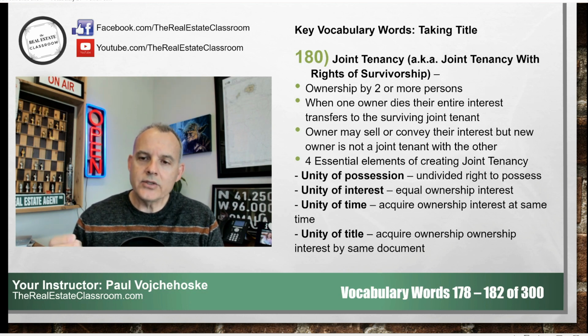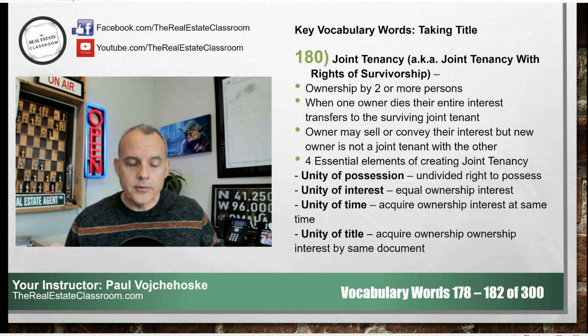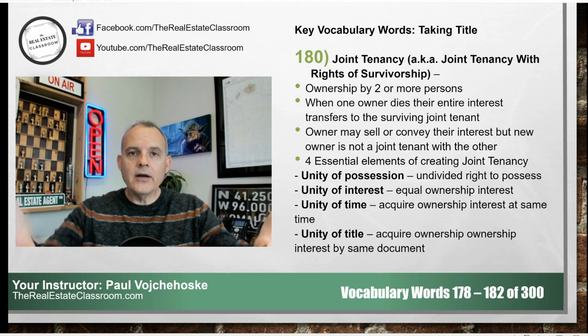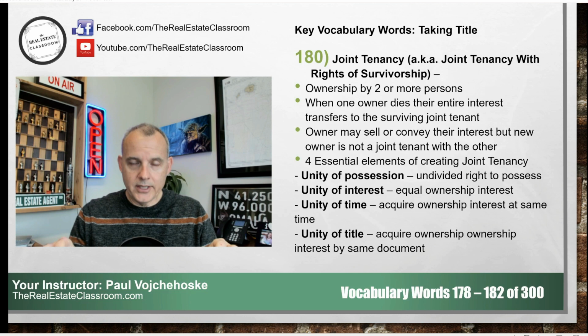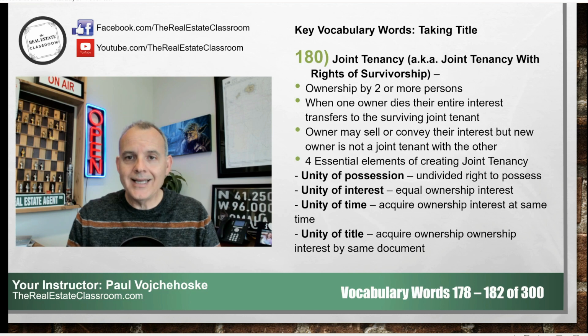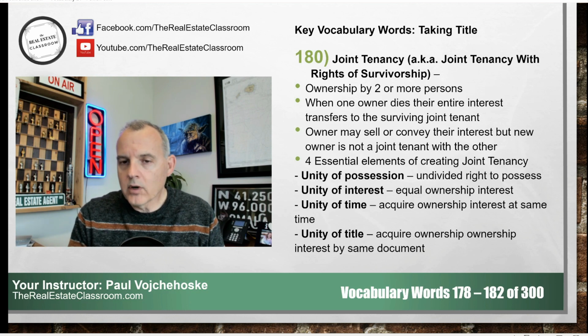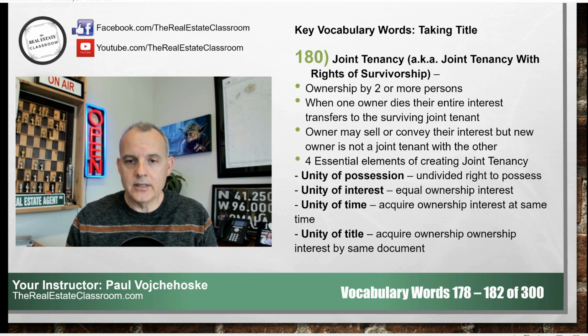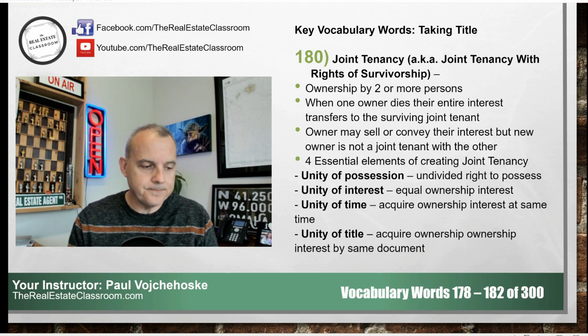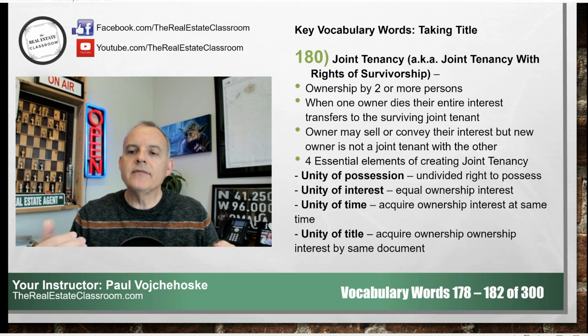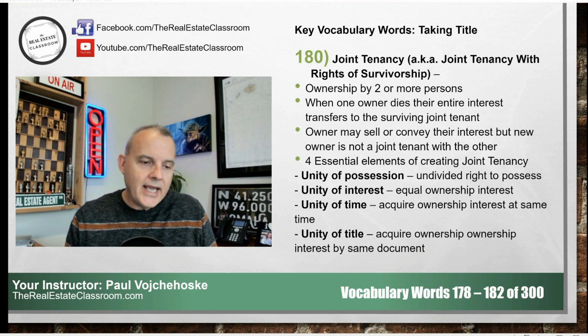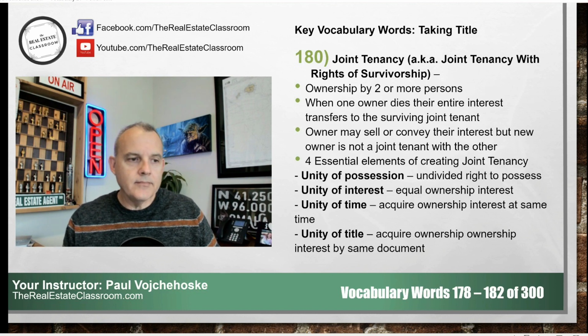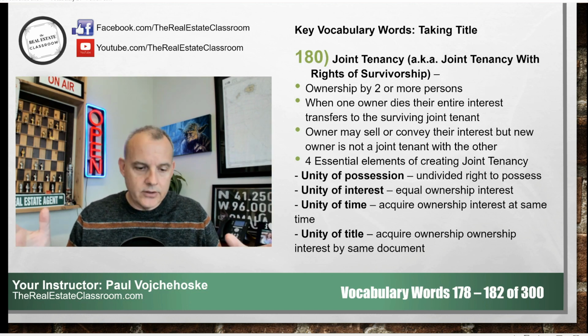There are four essential elements of creating joint tenancy. So now remember, my wife and I are taking title of your property because we purchased it, right? And we're going to hold that title once we own the property in joint tenancy with rights of survivorship. But before we can do that, these four essential elements must exist. Number one is called unity of possession. That means there's an undivided right to possess. We can't segregate it. We can't say that you possess the upstairs and I possess the downstairs, right? It has to be unity.